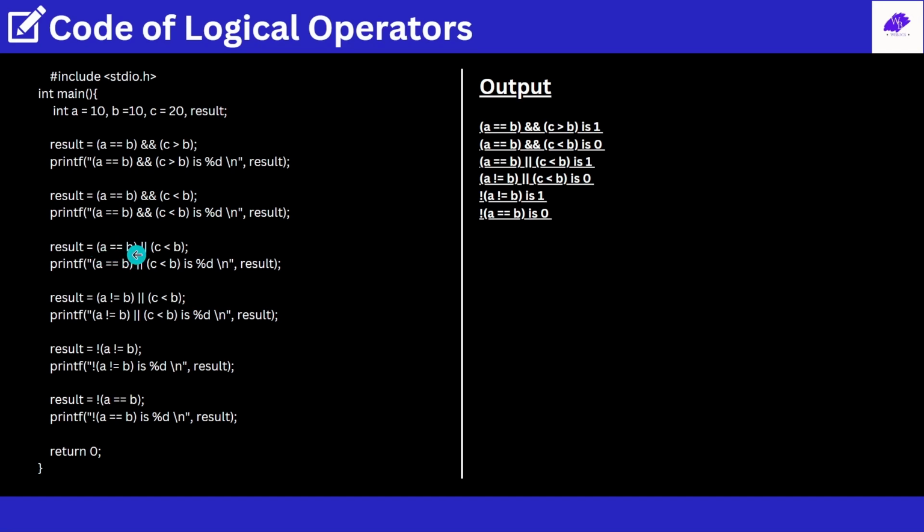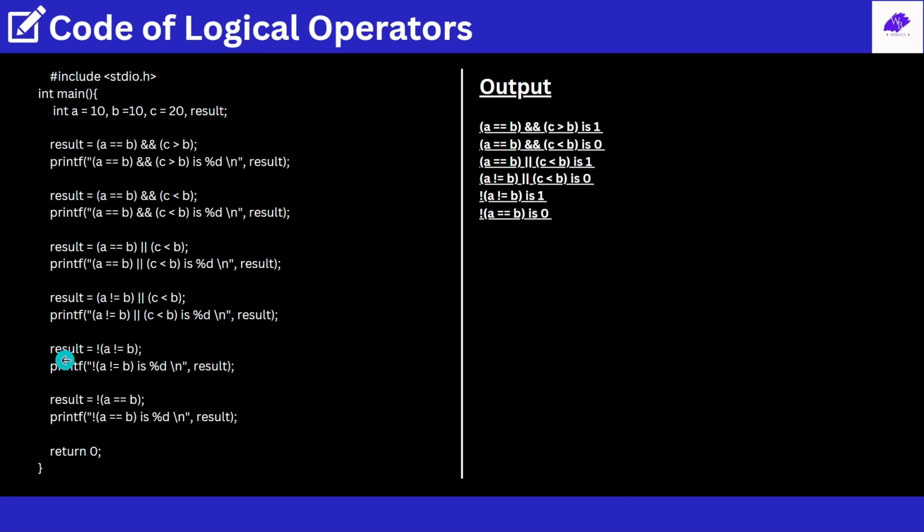Like a is equal to b, which is true, so we do not have to check whether c is less than or equal to b, or whether it is false or true. If any one is true, then the return for the OR operator will be 1, and for the NOT operator it simply implies the negation of the statement.